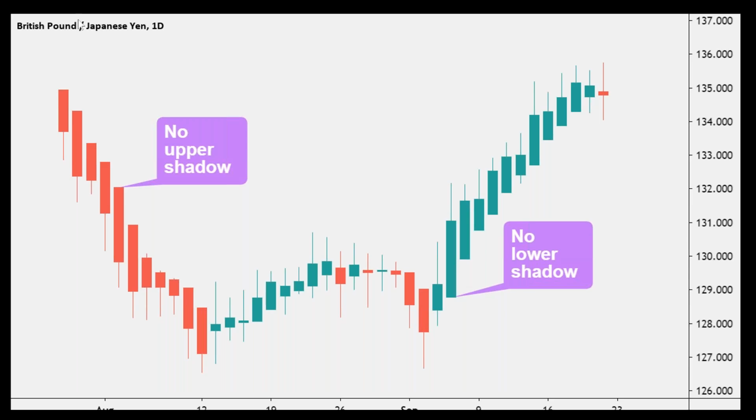This is a British pound, Japanese yen chart, but it doesn't make any difference. This could be Netflix, Microsoft, the ES, the S&P 500, anything. Flat tops are bearish. No upper shadow, flat top: bearish, bearish, bearish.